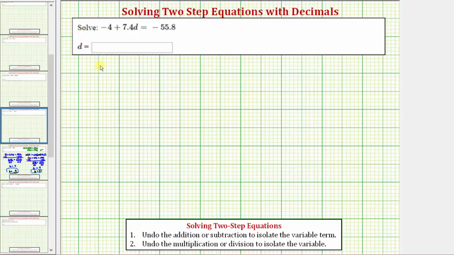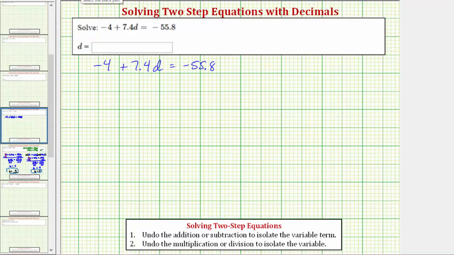We want to solve the equation -4 plus 7.4d equals -55.8. 7.4d means 7.4 times d, and therefore the solution to the equation is a value of d that makes -4 plus 7.4 times d equal to -55.8.